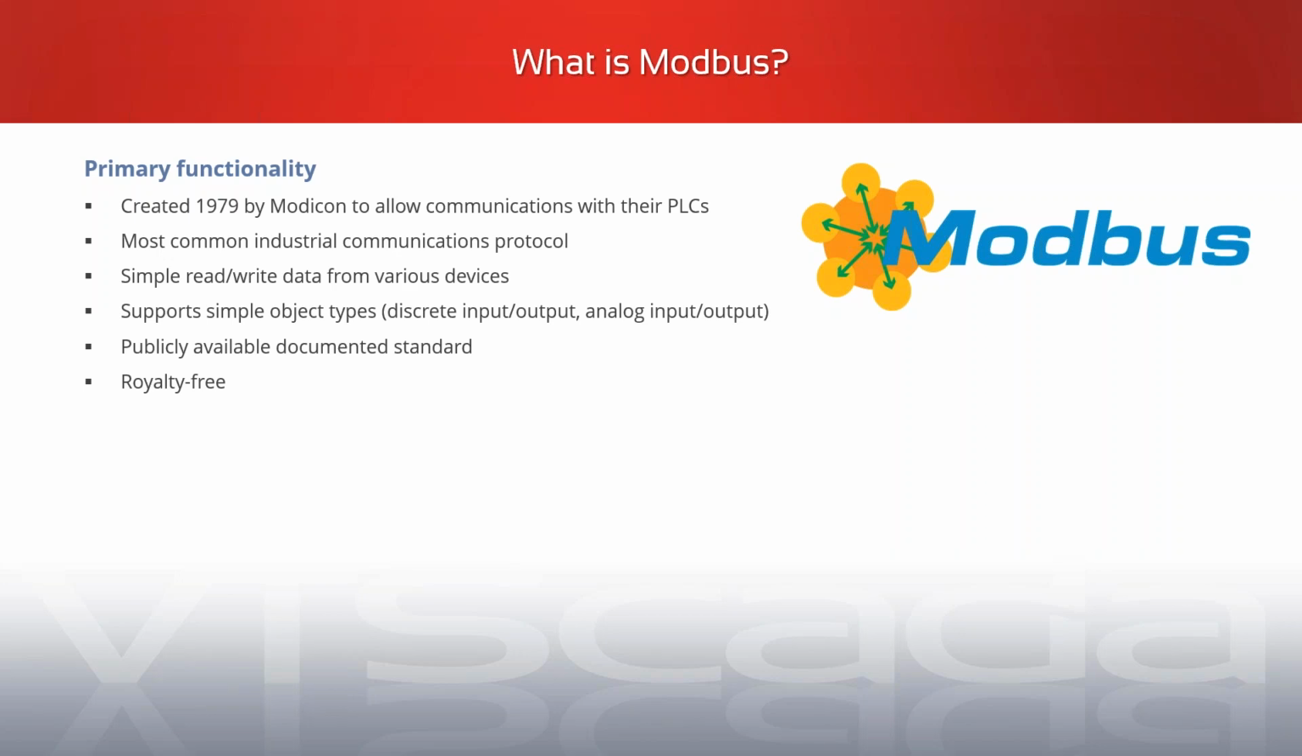It also supports a very simple object type. It's your discretes and your analogs, inputs and outputs, nothing more. Publicly available, documented. You can get it right off modbus.org, and it's royalty free. So again, it becomes very reasonably costed to implement.